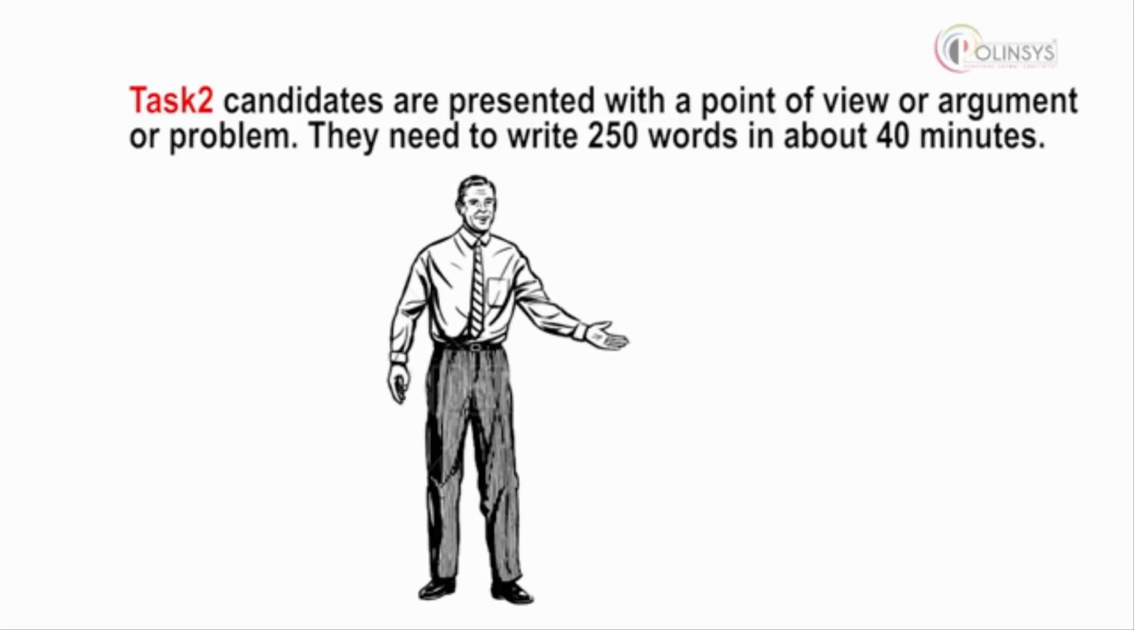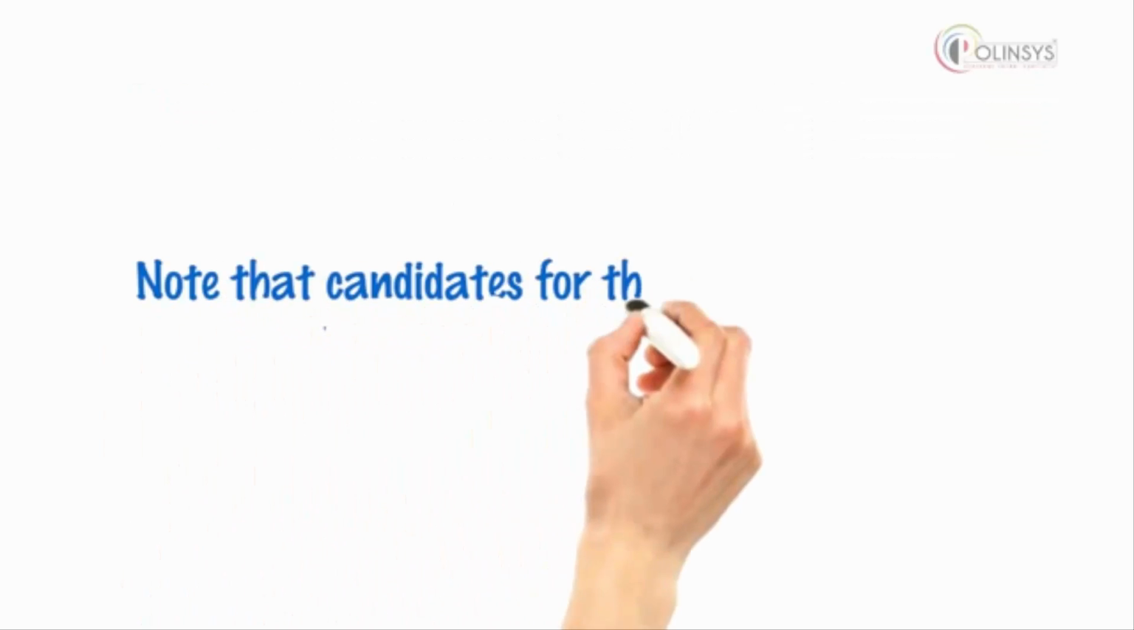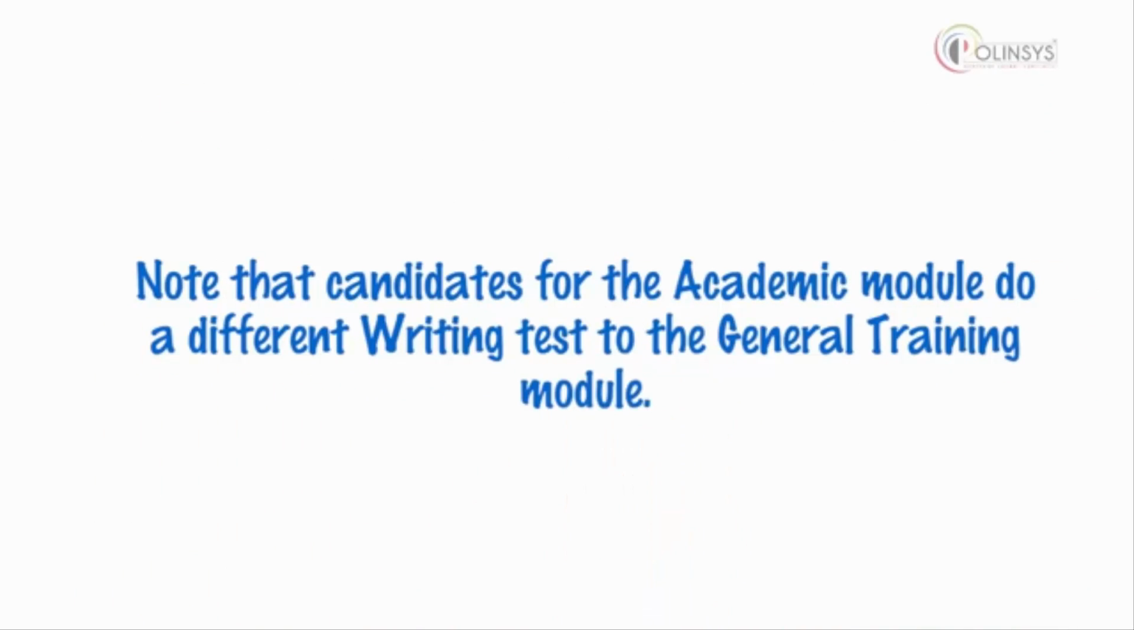In Task 2, candidates are presented with a point of view or argument or problem. They need to write 250 words in about 40 minutes. Note that candidates for the academic module do a different writing test to the general training module.